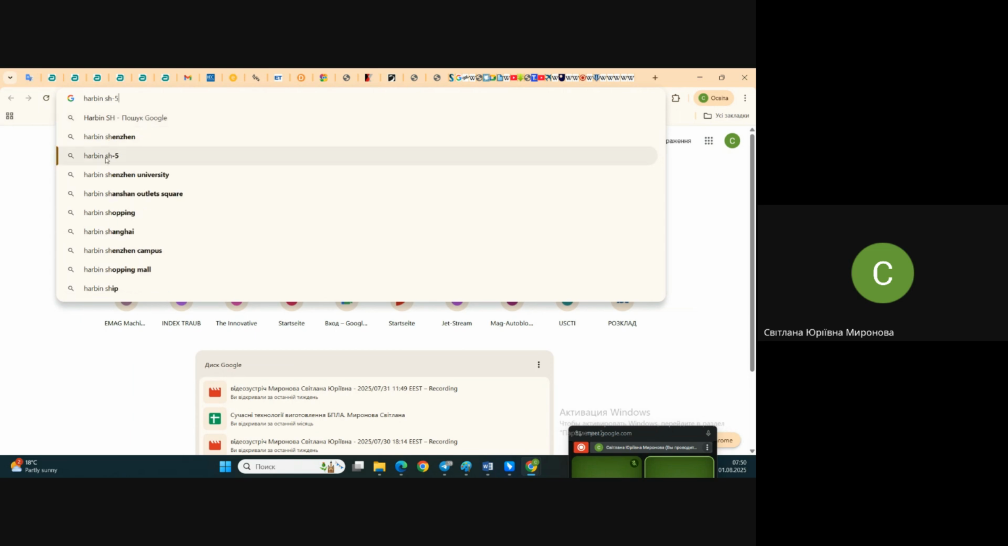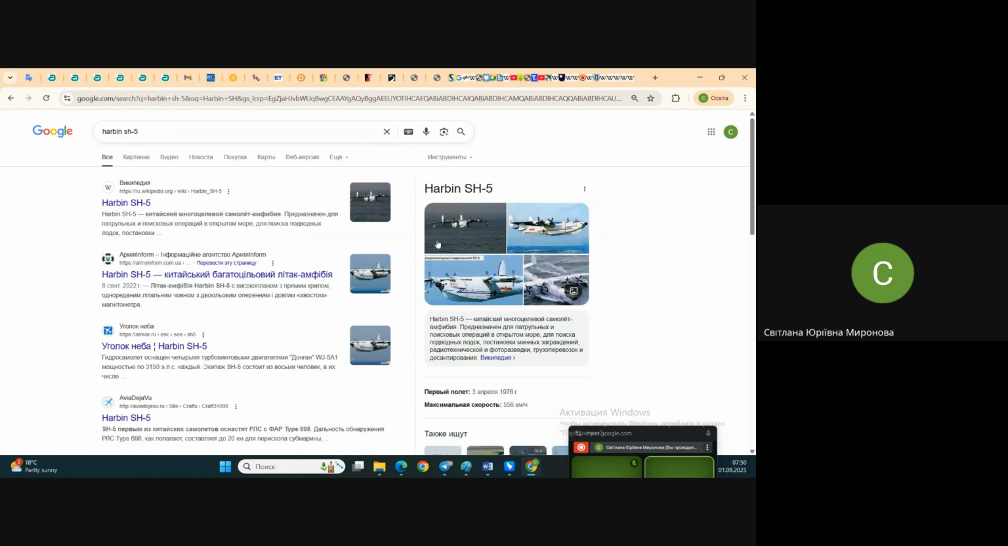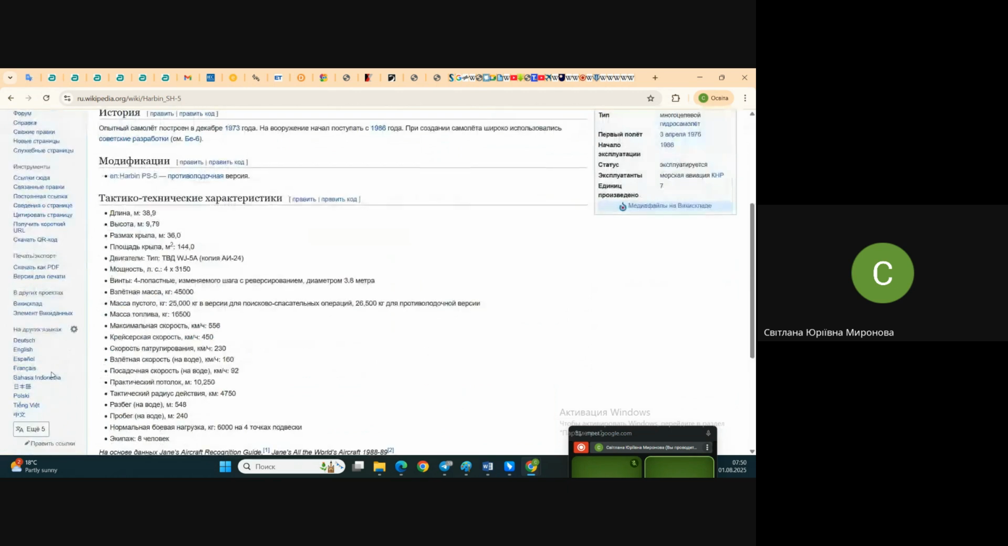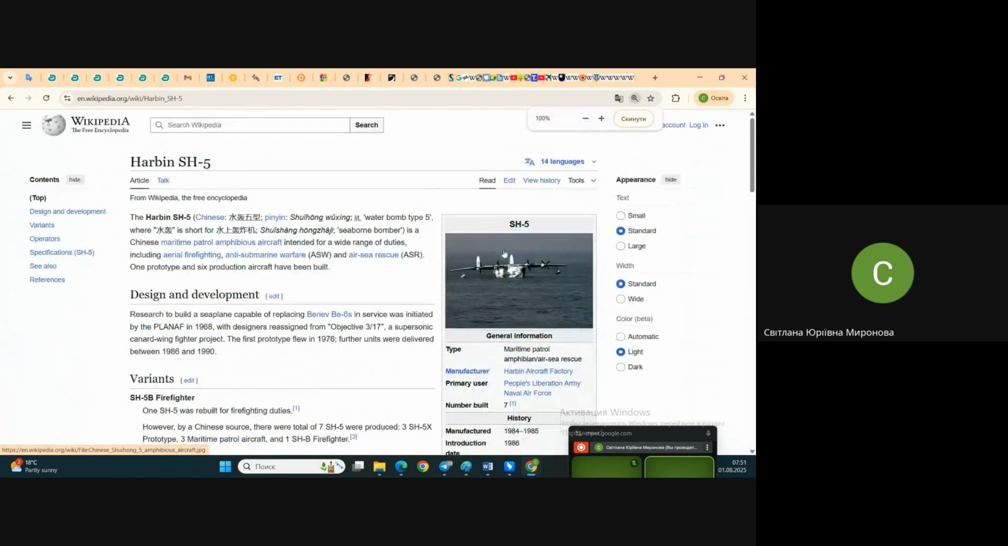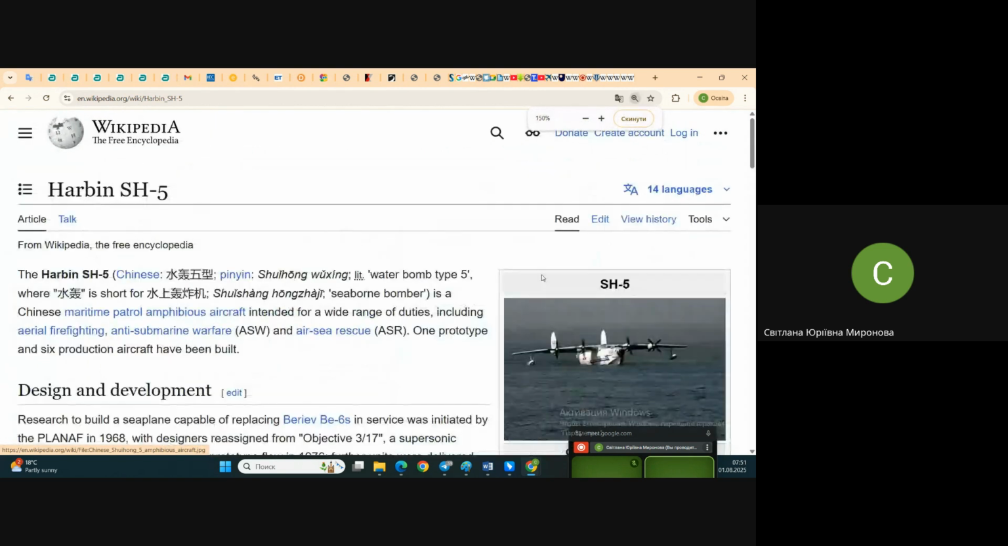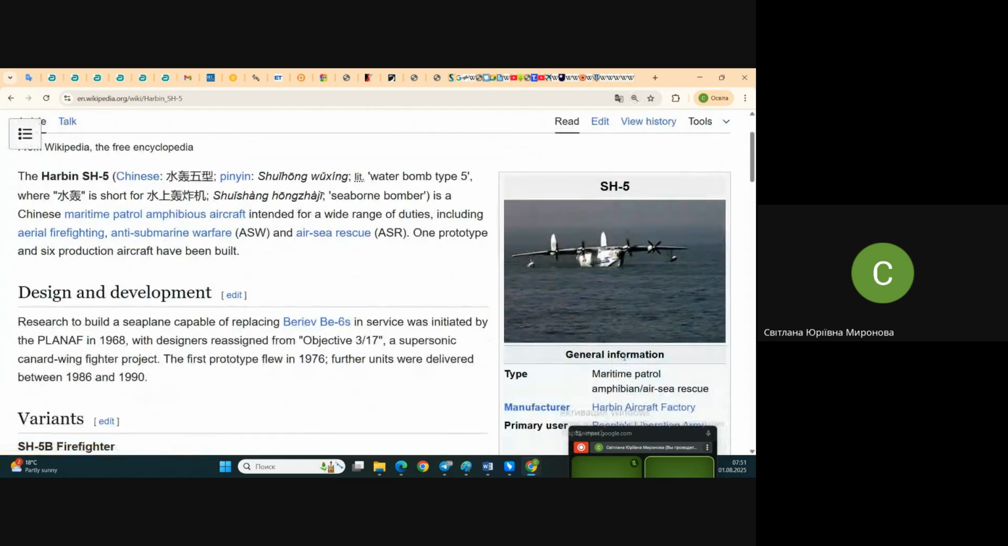Here it is, look. It's your airplane, a Chinese airplane. Yep. And Water Bomber Type 5. It's really like a submarine bomber, you see. This one.